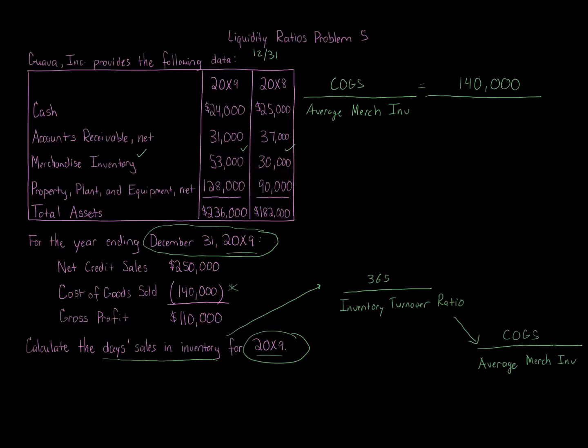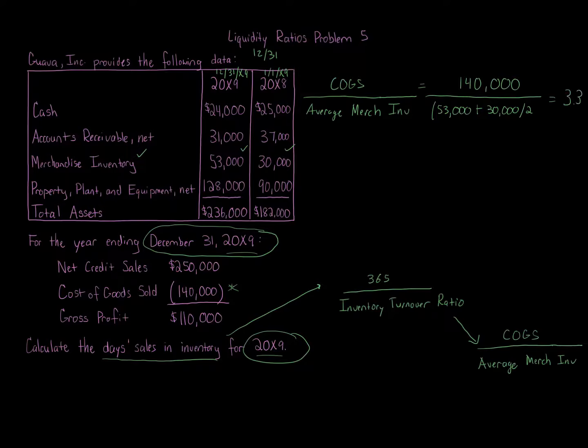So December 31st, 20x8 will roll over to January 1st, 20x9 because they're permanent accounts. So this is the same as 1/1x9, and this is 12/31x9. To get the change in the year, we're going to take the average of 53,000 and 30,000. We add those two numbers together and divide by 2. When you do that calculation, 140,000 over the average of 53,000 plus 30,000, you're going to get 3.37.